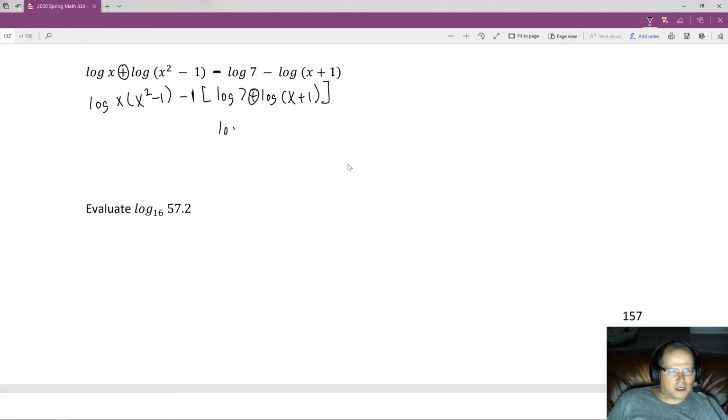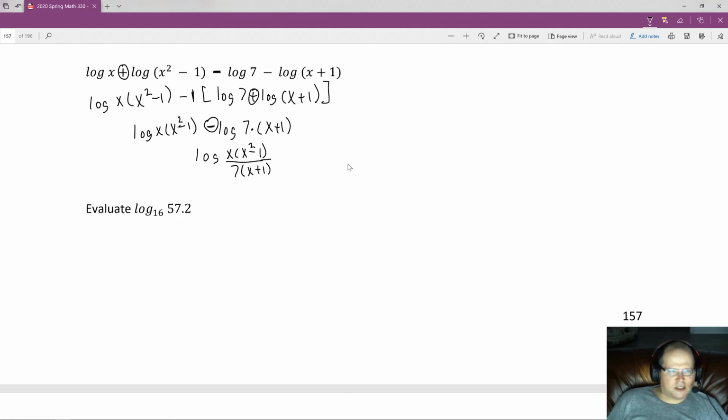That gives me log 7 times x plus 1. Okay. Except I'm subtracting that whole thing. So okay. So now I've got only 2 logs, same base, but I'm subtracting. So now I'm going to mush them together. Log x squared minus 1 over 7x plus 1.